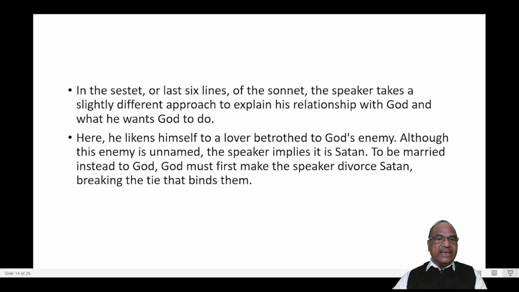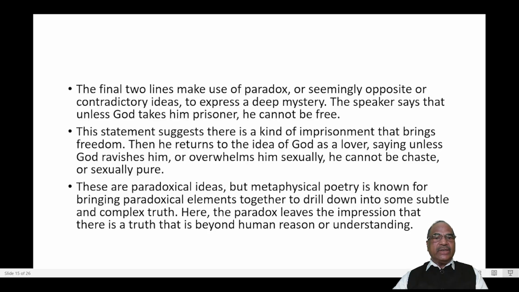To be married to God instead, God must first make the speaker divorce Satan, breaking the ties that bind them. So this is also a paradoxical statement. The final 2 lines make use of paradox, or seemingly opposite or contradictory ideas, to express a deep misery. The speaker says that unless God takes him prisoner, he cannot be free.